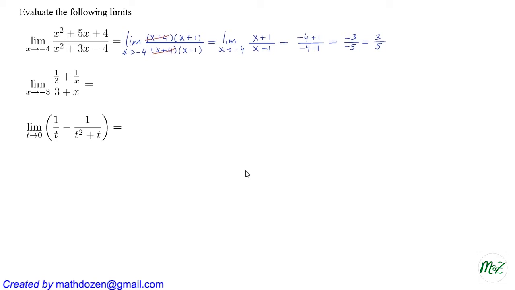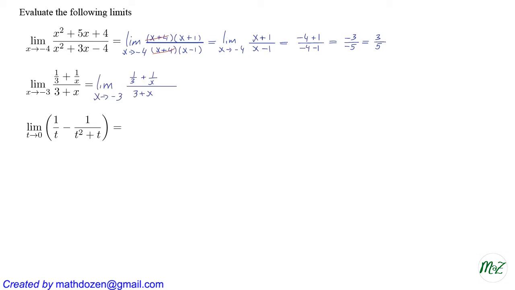So moving on to this limit. In this limit, we're trying to do the limit as x approaches -3 of the expression 1/3 plus 1 over x, all of that divided by 3 plus x, and it's a similar problem. When x is exactly -3, 3 plus x vanishes.